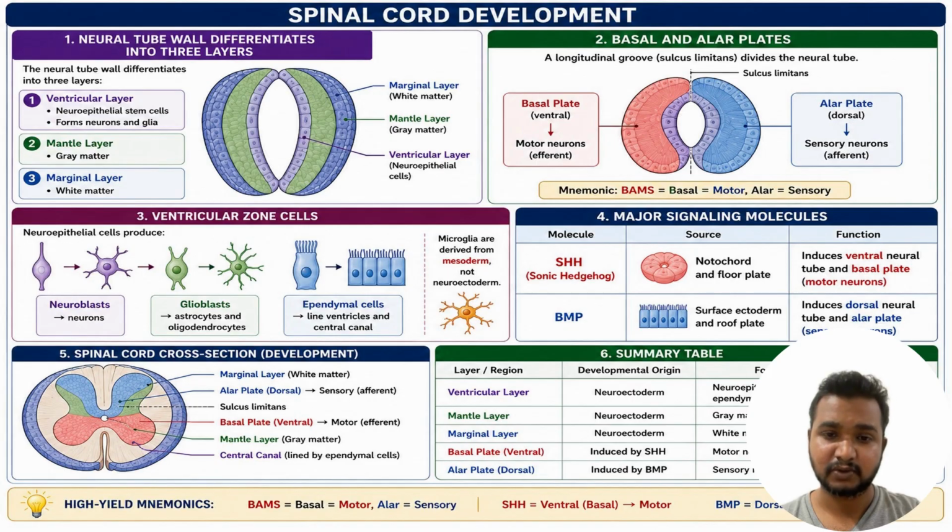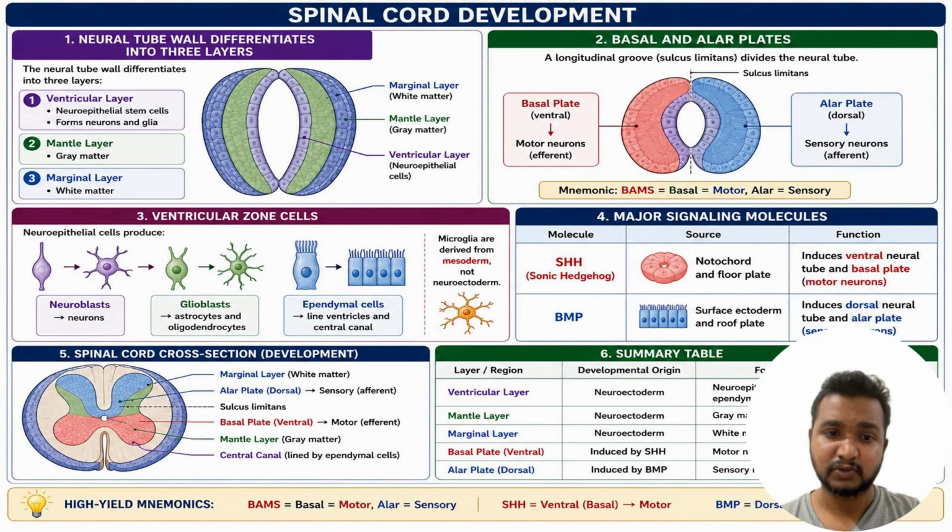But how does the embryo know which side becomes motor and which side becomes sensory? This is controlled by signaling molecules. The notochord and the floor plate release sonic hedgehog, or SHH. SHH stimulates the development of the basal plate, leading to the formation of motor neurons. On the other hand, the roof plate and the surface ectoderm release bone morphogenetic proteins, or BMPs. BMP signaling induces the development of the alar plate, resulting in sensory neuron formation.